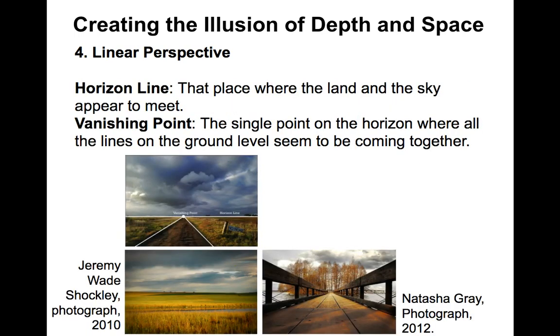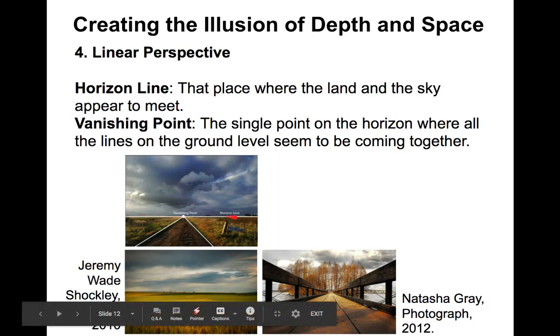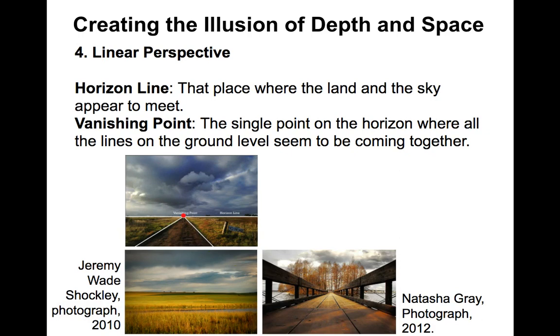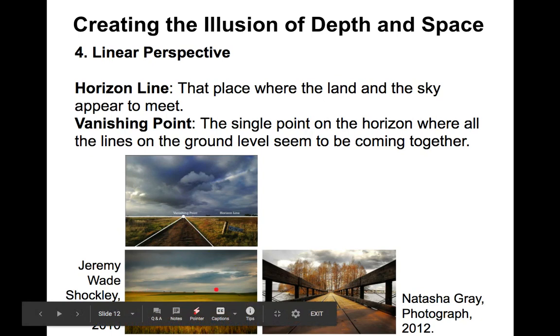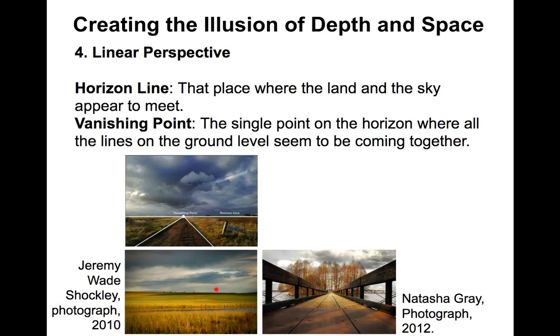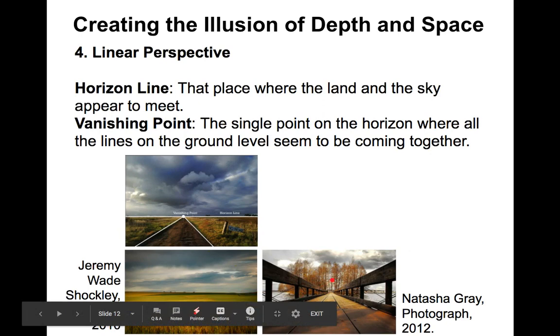This is the place where the land and sky appear to meet. They do not actually meet at this line, but they appear to meet there. You can see that in this particular image. And also the vanishing point. This is the single point on the horizon where all lines on the ground level seem to be coming together. So you can see this in an example. Here's a horizon line image by Jeremy Wade Shockley, and a Natasha Gray photograph that shows you a one-point perspective going down these lines.